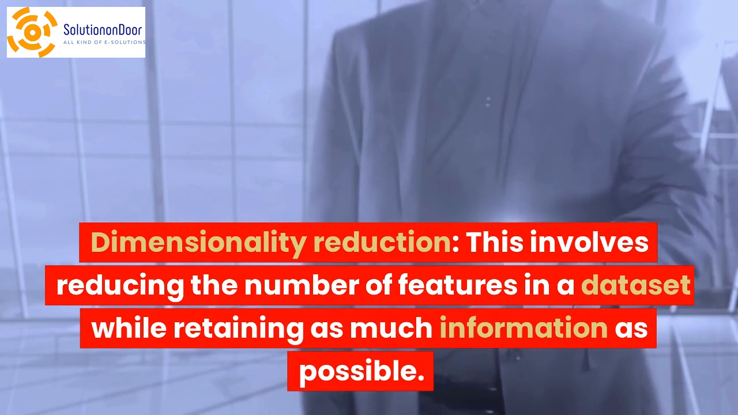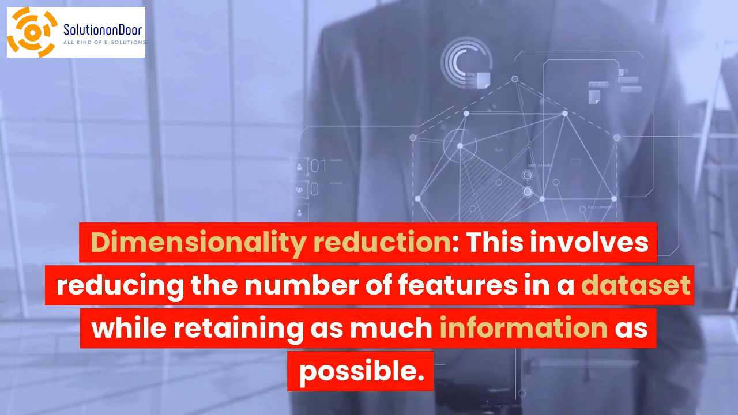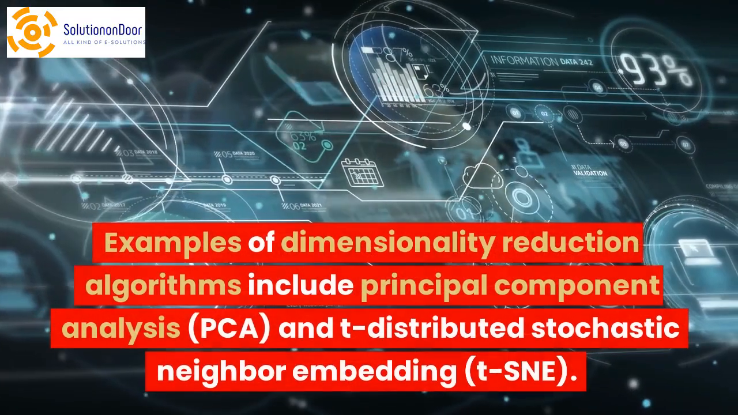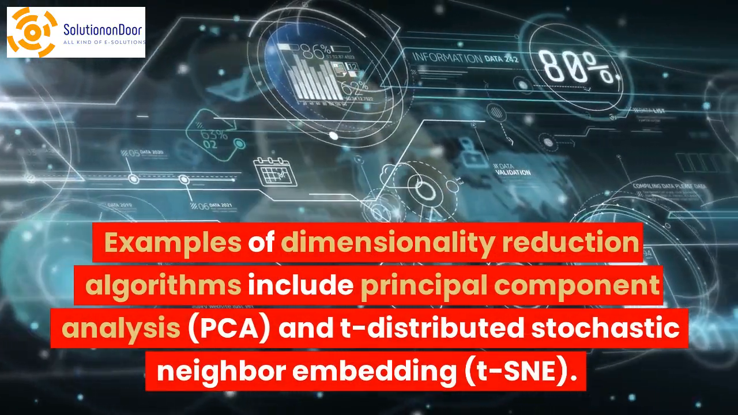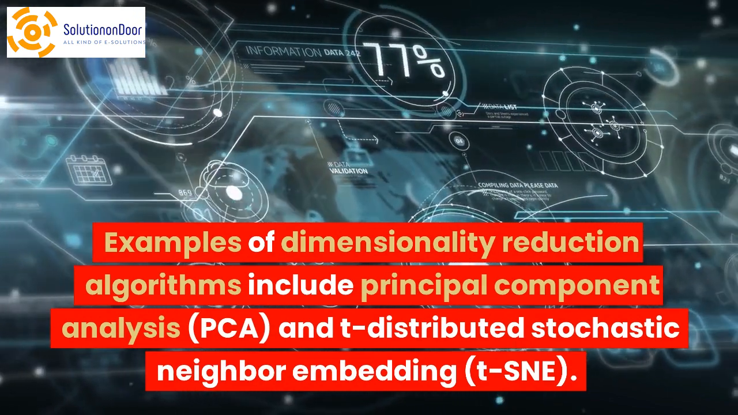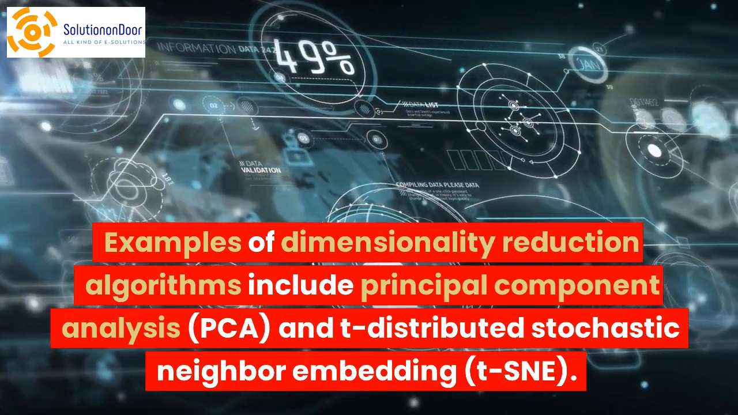Dimensionality reduction. This involves reducing the number of features in a dataset while retaining as much information as possible. Examples of dimensionality reduction algorithms include principal component analysis, PCA, and t-distributed stochastic neighbor embedding, t-SNE.